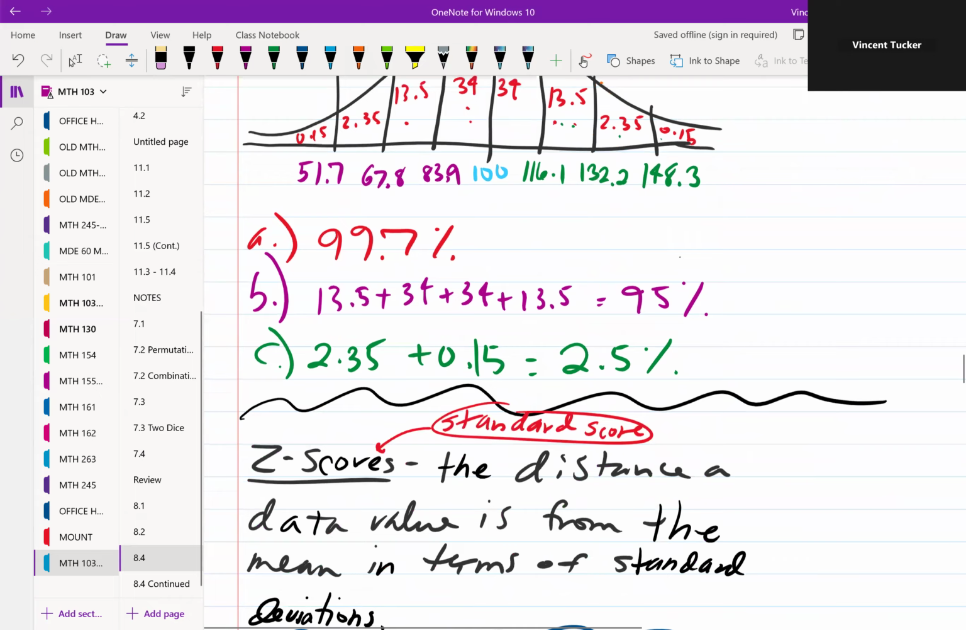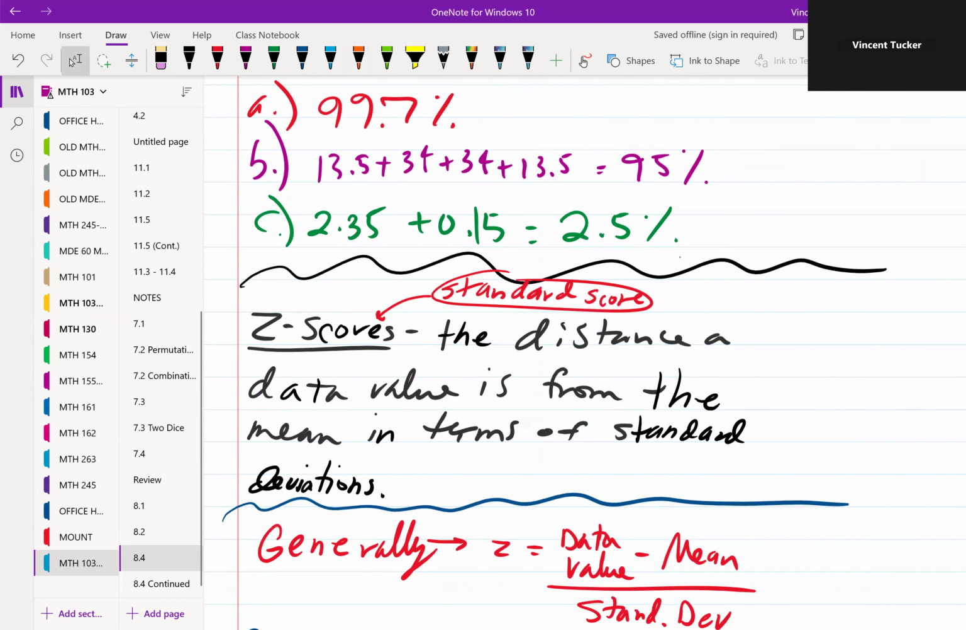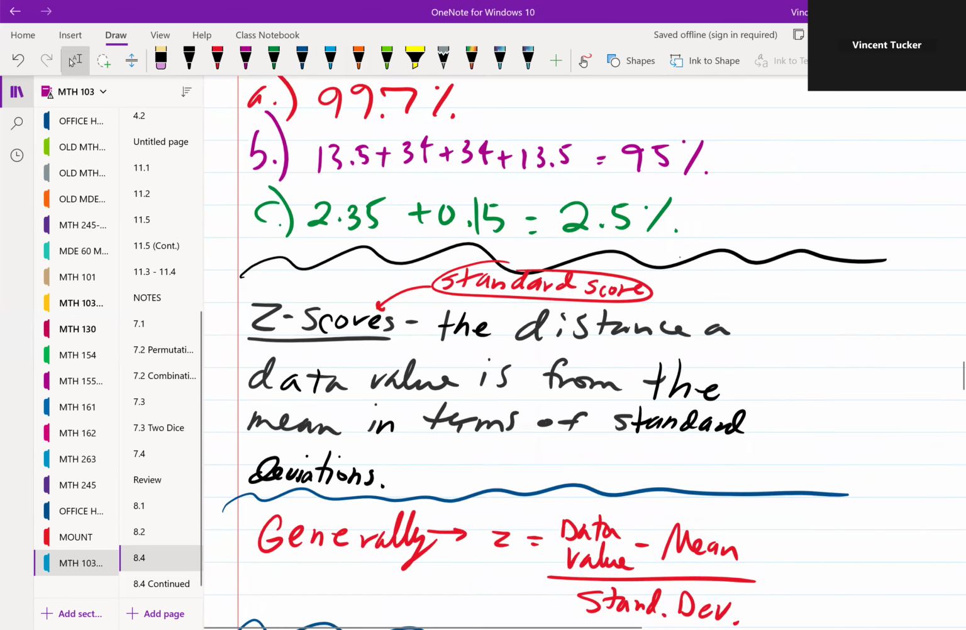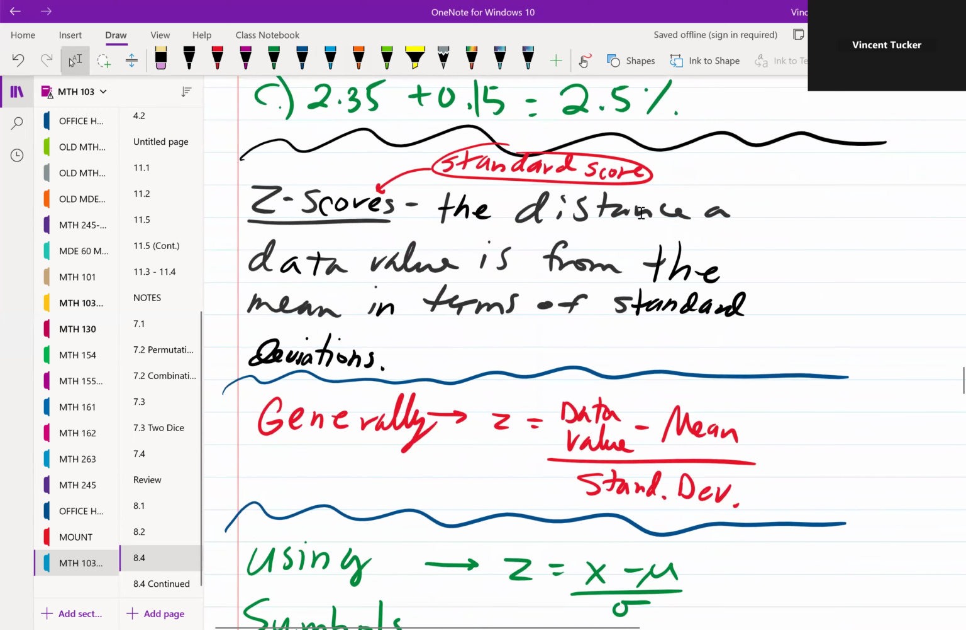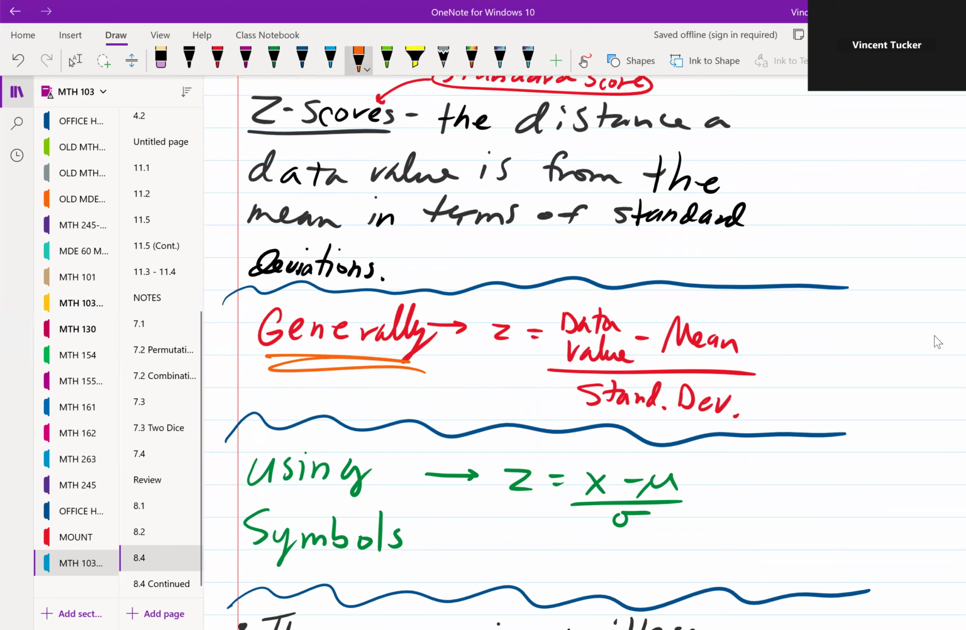All right. Let's look at a few more things. Let's get into Z-scores. Your Z-score, in other words, another way of looking at it, is your standard score. That's the distance a data value is from the mean in terms of standard deviations. Generally, your formula is the data value minus the mean divided by the standard deviation. And here are your symbols for those values: x minus mu divided by sigma.